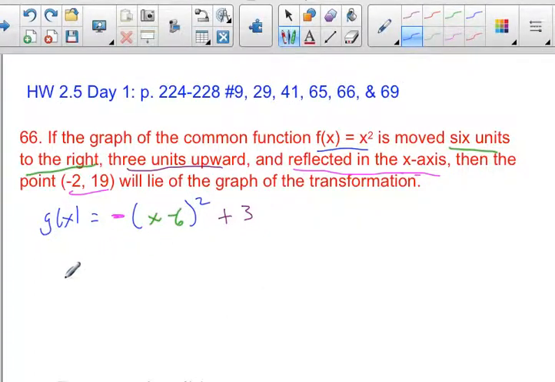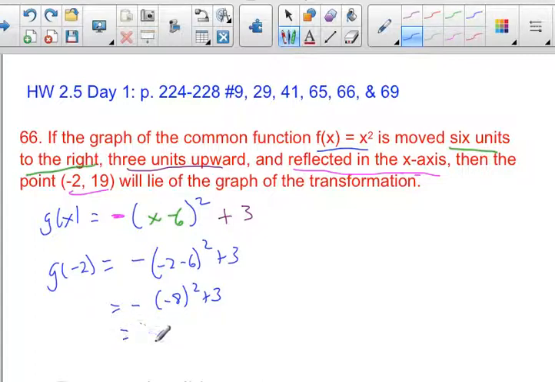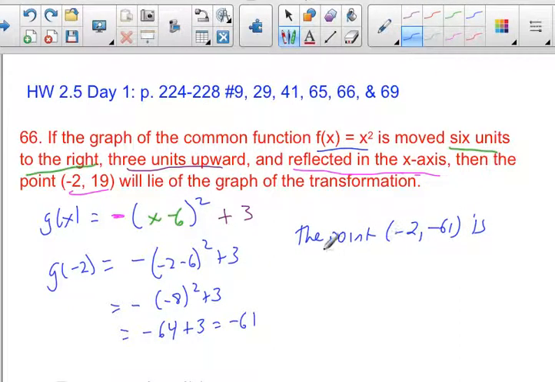Let's see, when I have an input of negative 2, what my output will be. If it's 19, then this will be true. And if it's not 19, it won't be true. So I'm going to substitute negative 2 in for x, and see what I get. It's the opposite of negative 8 squared plus 3, which is equal to the opposite of 64 plus 3, which is negative 61, which means that the point negative 2, negative 61 is on the graph of the transformed function.